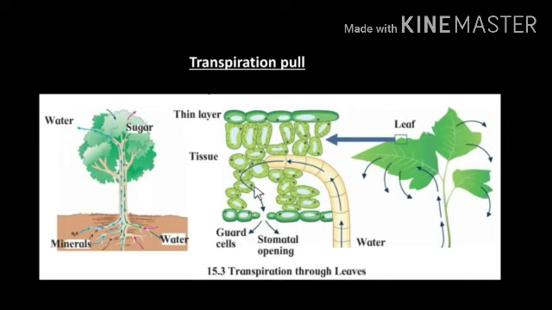As a result, the water which is coming out of this cell pulls the water from the adjacent cell. Again, this cell, when it gets evacuated, pulls water from the next adjacent cell. Likewise, water coming out of this cell pulls the other water molecules which are present in the internal cells. That means this is nothing but the transpiration pull. That means the process of transpiration pulls the water from downward to upward direction. This is the transpiration pull.